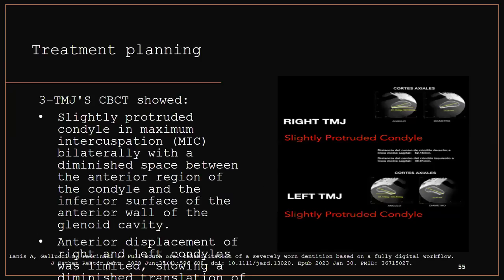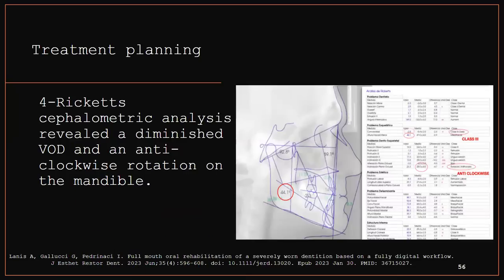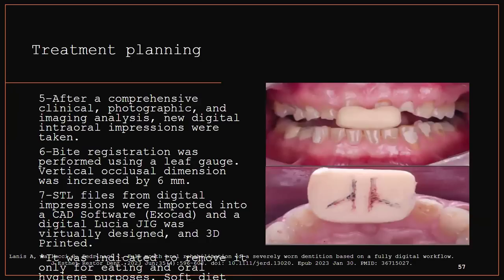You talked about the treatment planning. I love where you correlated the procedure with the CBCT, and I love where you could see the TMJ. And you also could do that with the leaf gauge. Yeah, you included that as well.